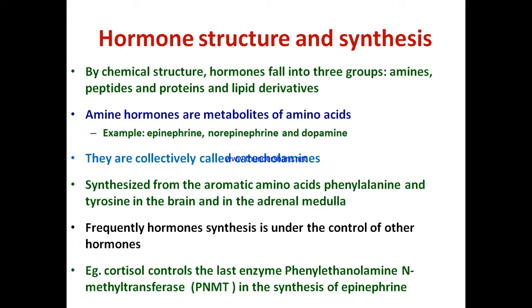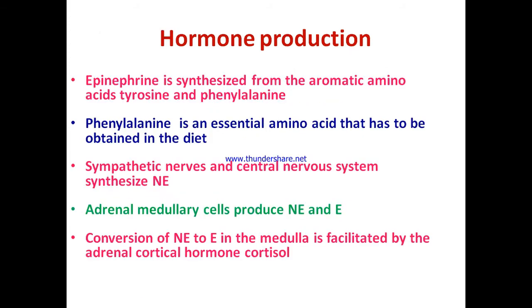Example: cortisol controls the last enzyme, phenylethanolamine N-methyl transferase (PNMT), in the synthesis of epinephrine. So this is an example of one hormone controlling the synthesis of another hormone. Epinephrine is synthesized from the aromatic amino acids tyrosine and phenylalanine. And you know that phenylalanine is an essential amino acid that has to be obtained in the diet.